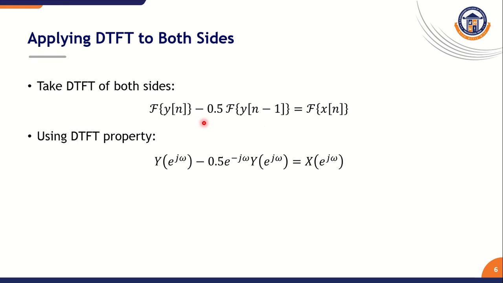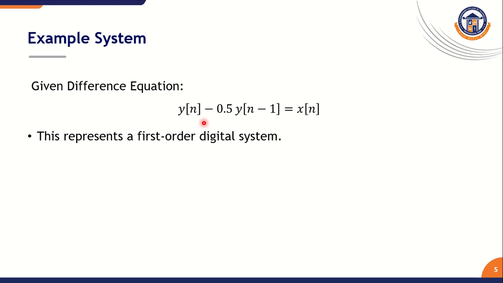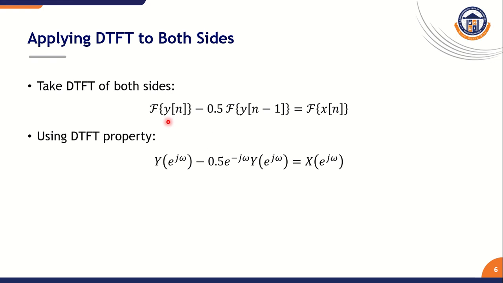To find all these from the given system, the first step is to apply the DTFT on both sides. Applying the DTFT to both sides, we get F of y of n minus 0.5 F of y of n minus 1 equal to F of small x of n. Using the DTFT property, the difference equation is converted into an algebraic equation.